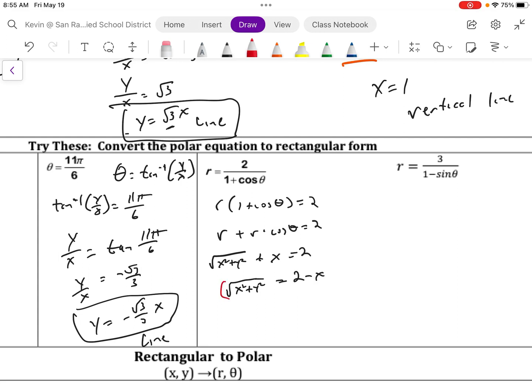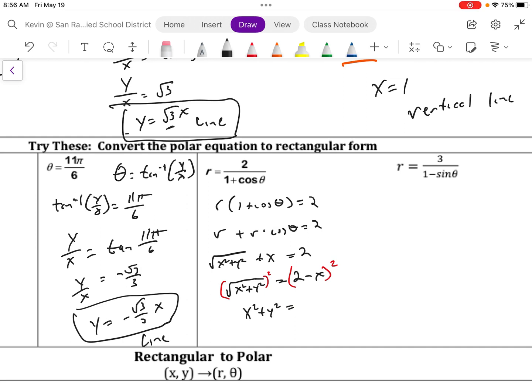I'm doing that because I want to square this, and I didn't want to square it before because that gets really ugly. But if I bring that x over, now I'm squaring this, and it's a little less ugly. And now I also have to square this side. If I square one side, square the other. So on the left side, the square root cancels out, just leaves me with x squared plus y squared.